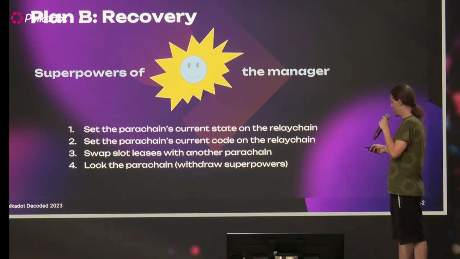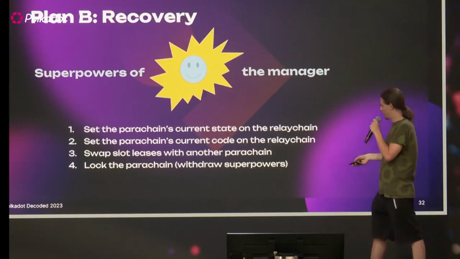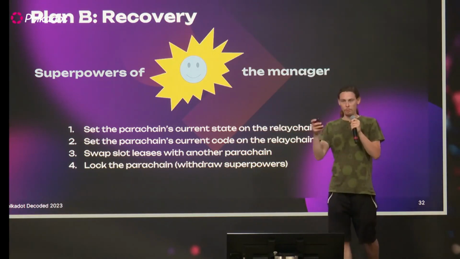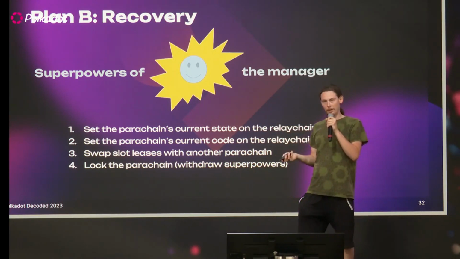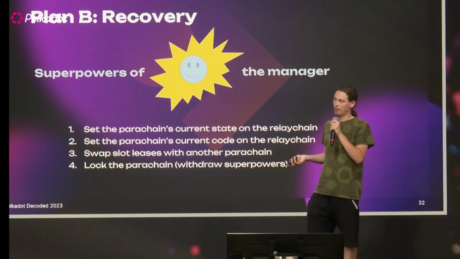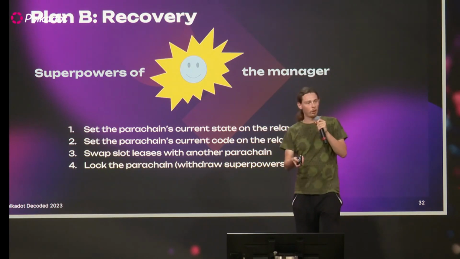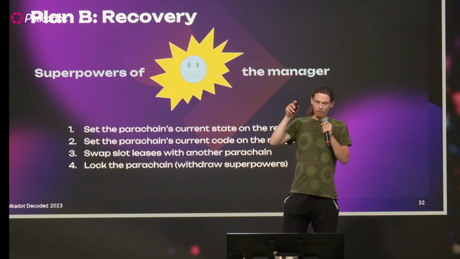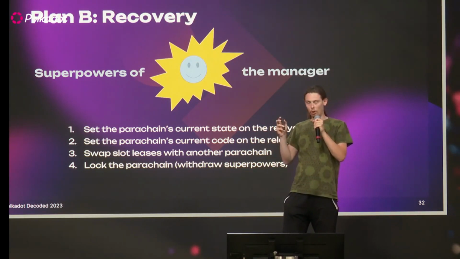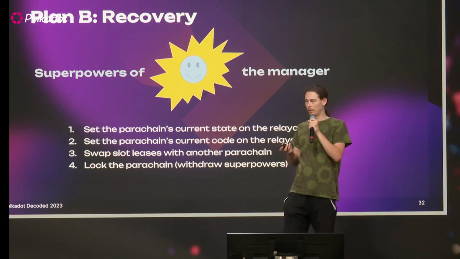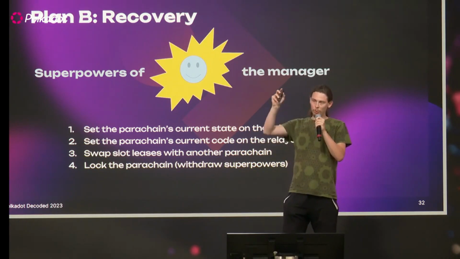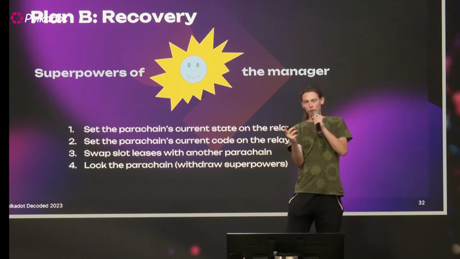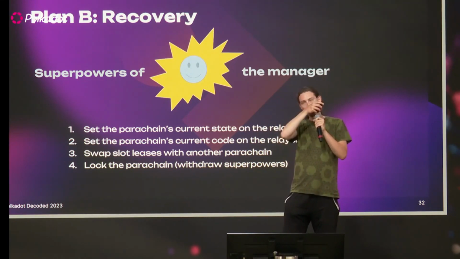We are interested in the first two superpowers, because should we mess up anything during the migration and end up with a halted chain, then we can use the manager account to set the state and the code of the halted parachain that failed during the migration to a previous block in the history, and actually revert to a time where it still worked and fix the issues that occurred.